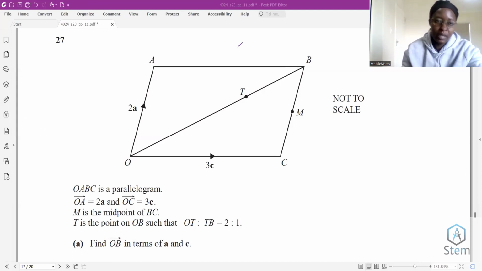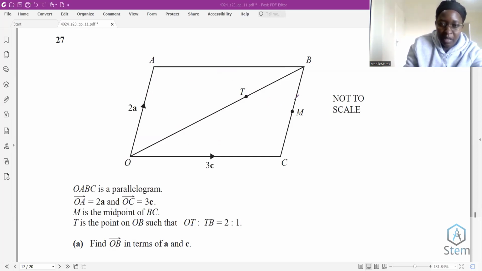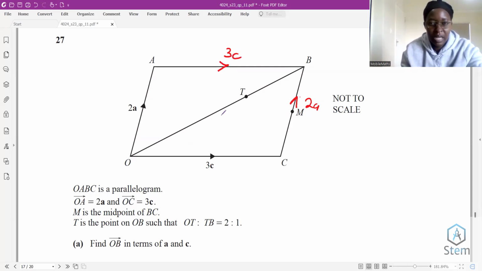Number 27. We are given a parallelogram. If it's a parallelogram, this side is going to be parallel to this side. Here, it's going to be parallel to this side. So here I can also have 2a, and AB is also going to be parallel to OC, so I'll also have 3C there. That's very important. Let's move on.